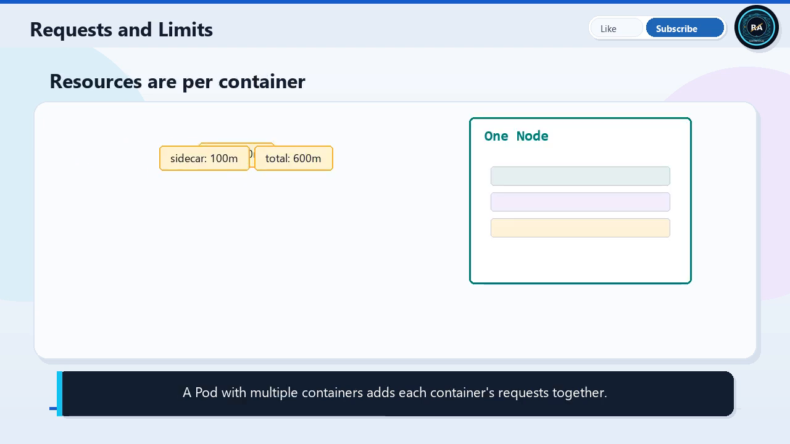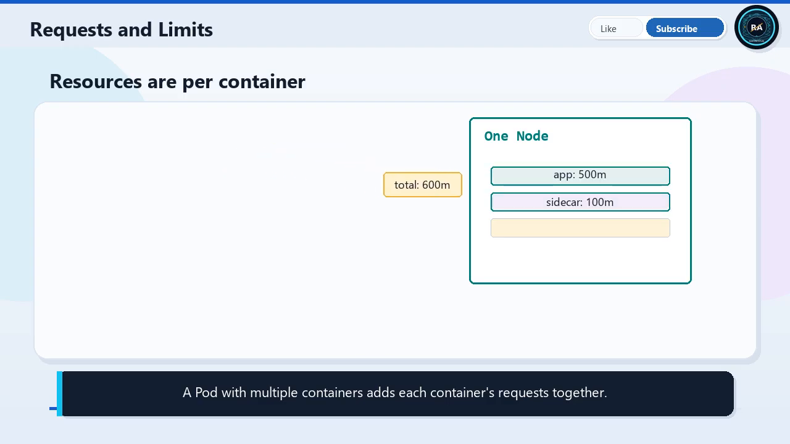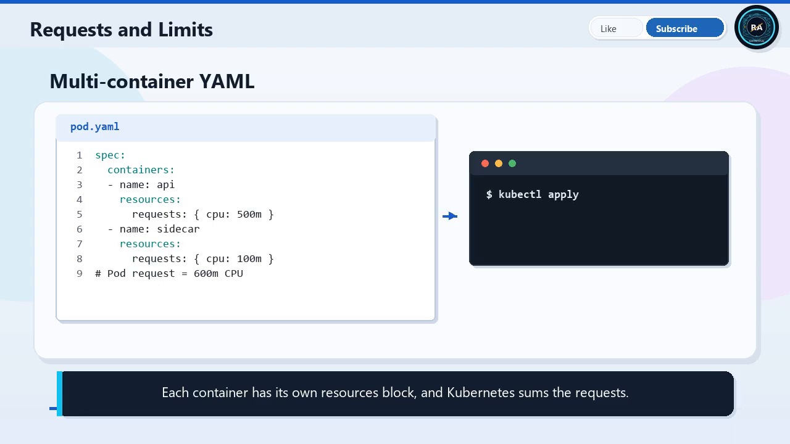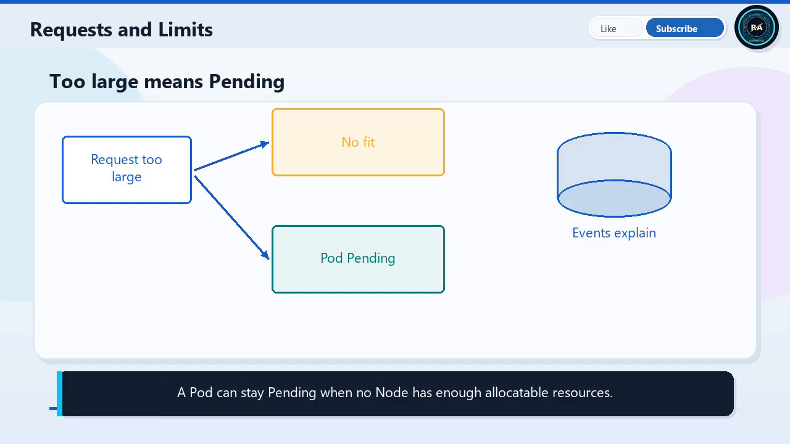Resources are set per container, not once for the whole pod. If the app container requests 500 millicores and the sidecar requests 100 millicores, the pod needs 600 millicores on the same node. In YAML, that means each container entry can have its own resources block. Kubernetes does not choose a different node for the sidecar. The entire pod lands on one node, so the requests are added together. If requests are larger than what any node can provide, the pod does not get scheduled. It stays pending with events explaining the failed fit.